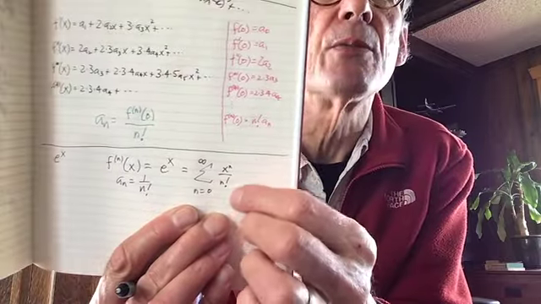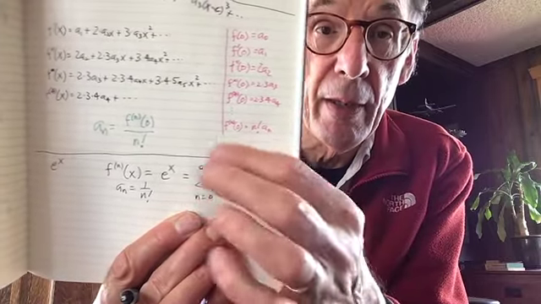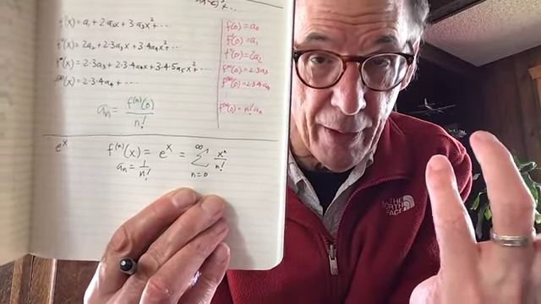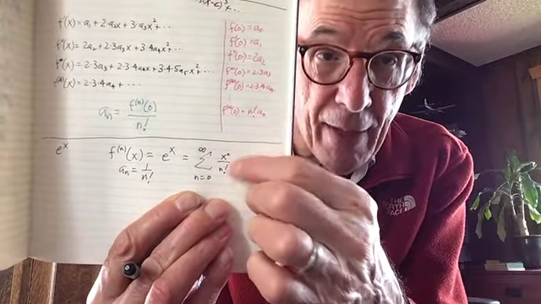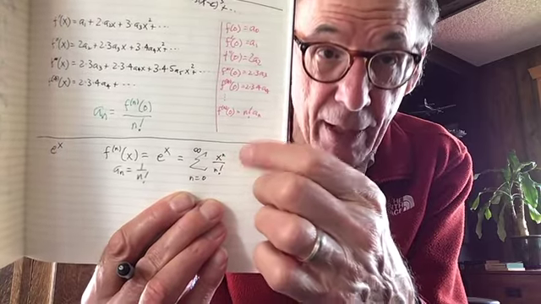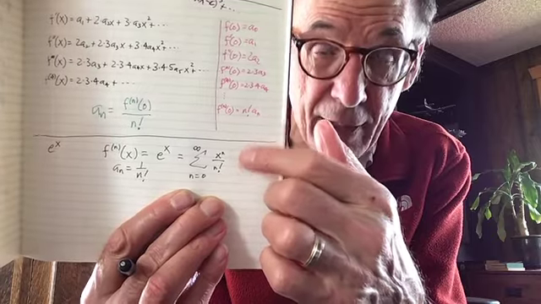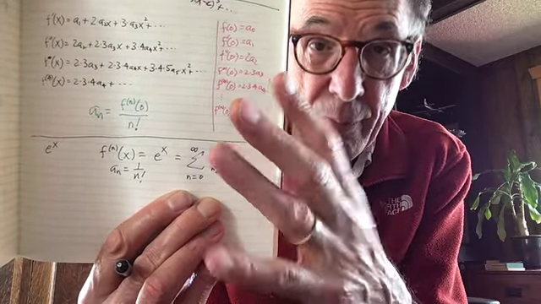So this is one of the most important power series. This is probably the most important power series, let's be honest, folks. And it comes from the fact that the derivative of e to the x is e to the x, so the second derivative of e to the x is e to the x, so the third derivative of e to the x is e to the x. Stop me before I hurt myself.